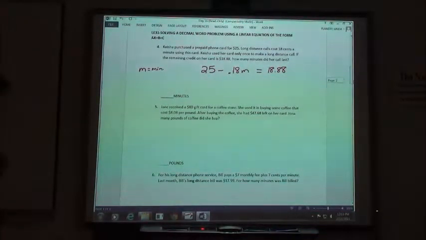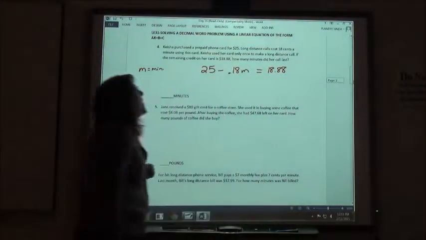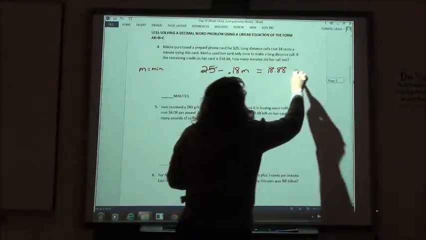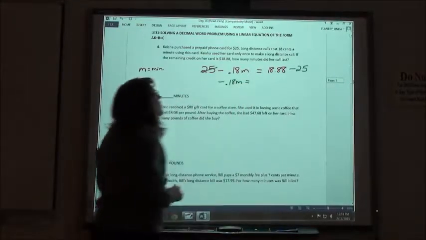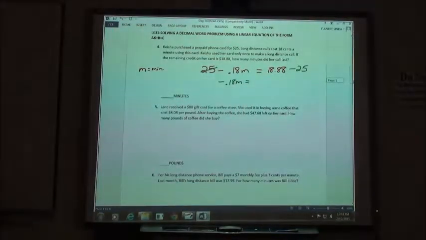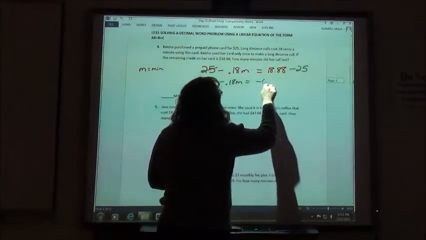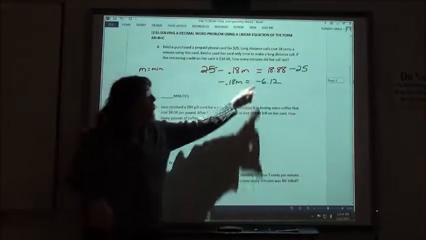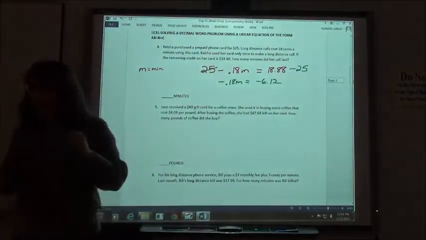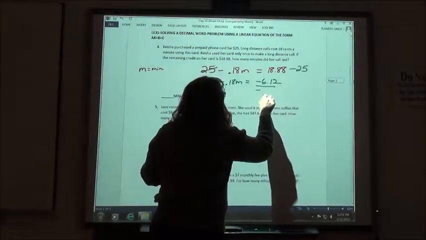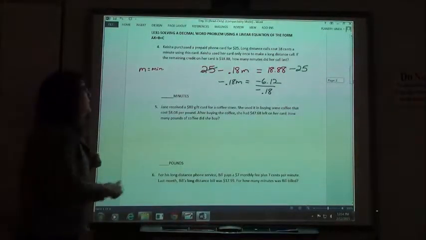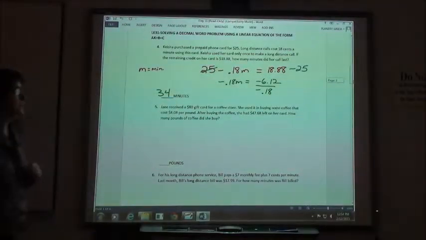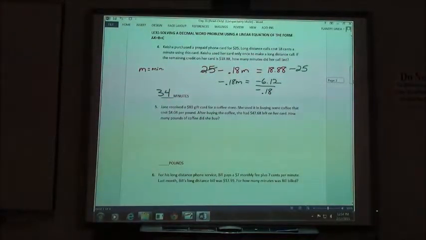So, in order to solve that, what should I do? Minus the 25, move that over there. So I have negative 0.18M equals, and if you take 18.88 and you subtract 25, negative 6.12. Notice we had a negative and a negative, so we're going to end up with a positive answer because we're going to divide by our negative 0.18. And how many minutes did she talk on the phone then? 34. Okay, that makes sense?